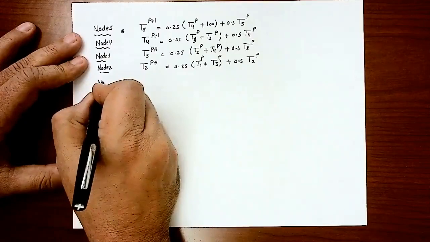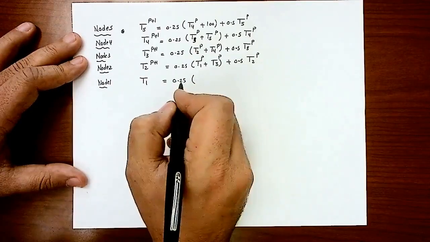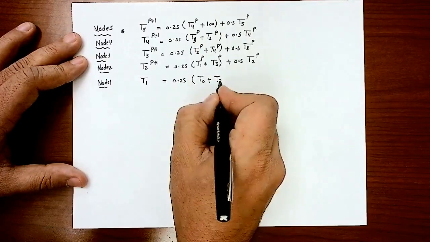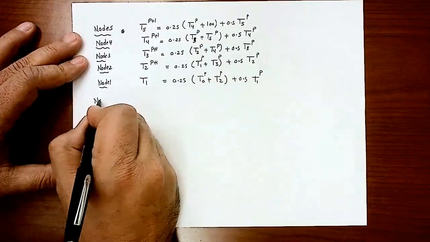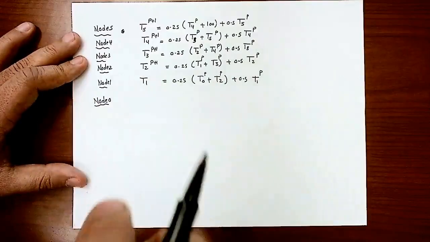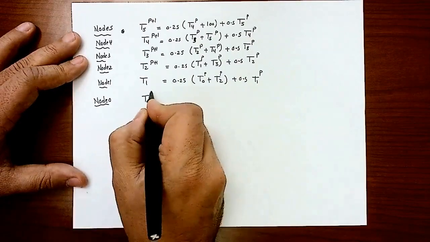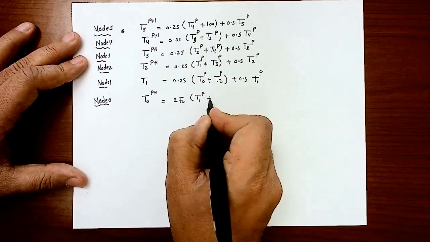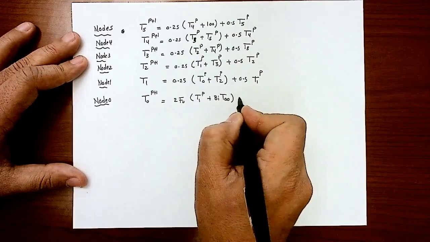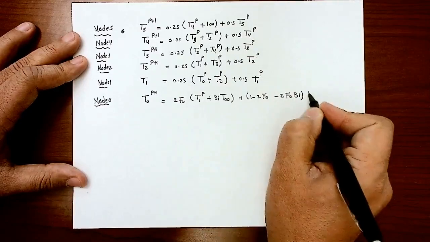Now node 1, T1 will equal 0.25. For node number 1, I'm going to take T0 and T2 plus 0.5 of T1 itself, at P. And now the new equation for us is node 0, and the final equation came to be: T0 at P plus 1 should equal, I will write down the equation first, 2 Fourier's number T1 at P plus Biot number T infinity plus 1 minus 2 Fourier's number minus 2 Fourier's number Biot number, multiplied by T node at P.